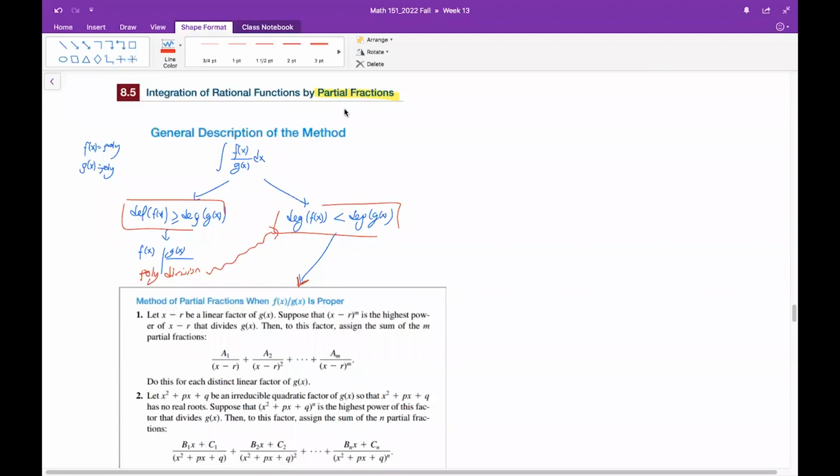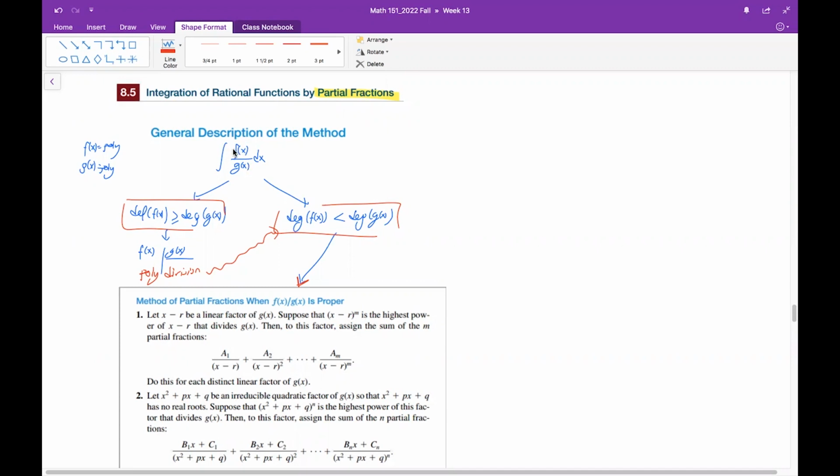This is lecture video 50, and we will cover a new integration technique in this lecture, which is called integration of rational functions by partial fractions. What does partial fractions mean? We will deal with quotients of polynomials like this. We call such quotients rational functions if we have polynomials in both the numerator and denominator.